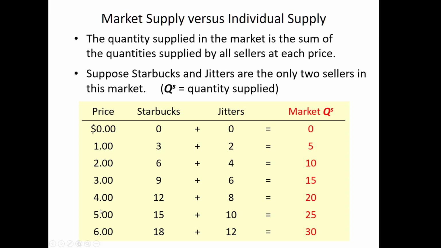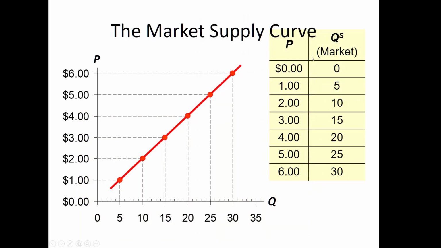Now we are interested only in this column, price, and the last column, quantity supplied. Putting these 2 columns together, we can graph them. Price in this axis, quantity supplied in this axis. Here we have the market supply curve.